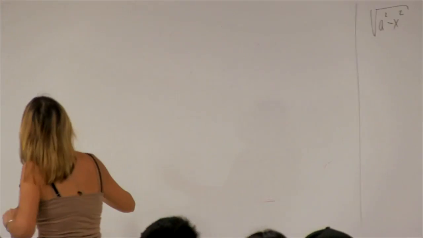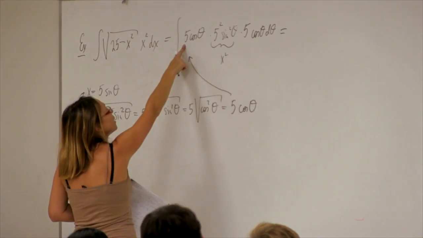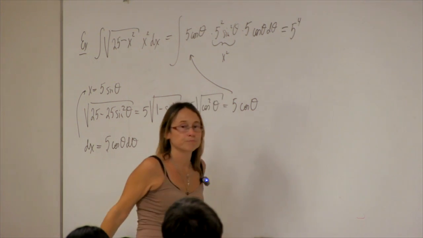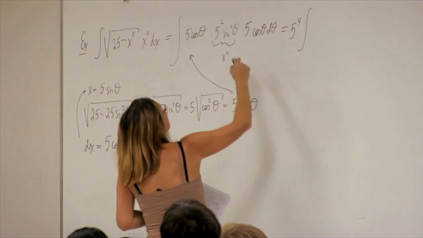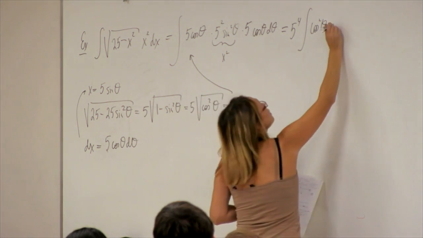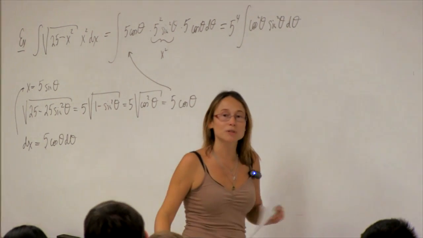And let's see if we can simplify this to make this doable. So how many 5s do we have? 1, 2, 3, 4. So I get 5 to the 4th. Okay. I have 2 cosines, and I have 2 sines d theta.